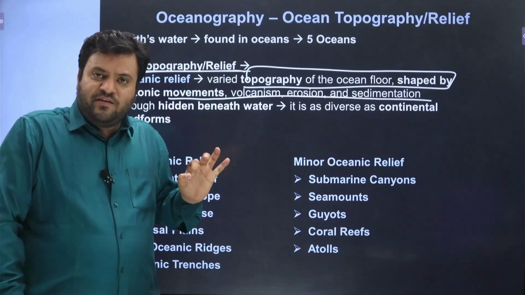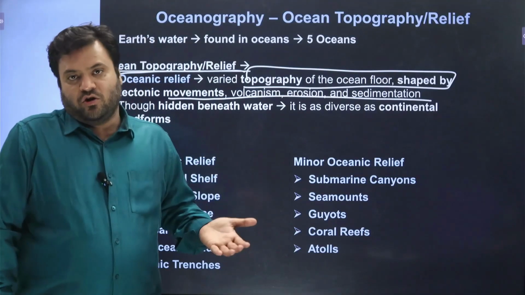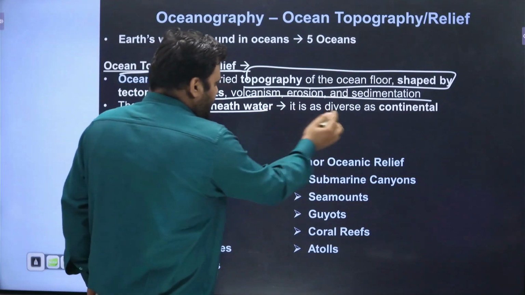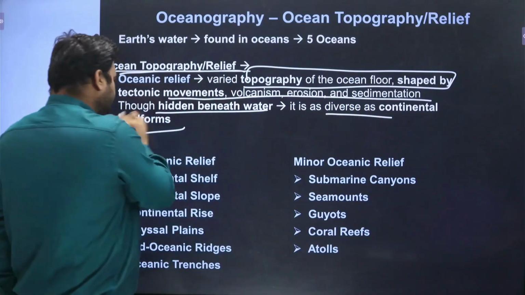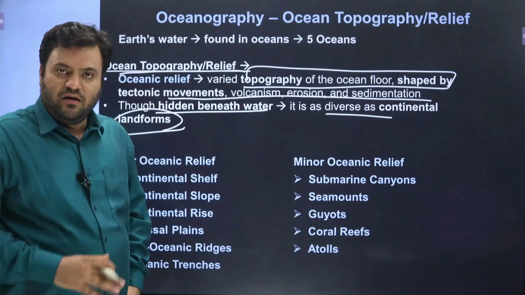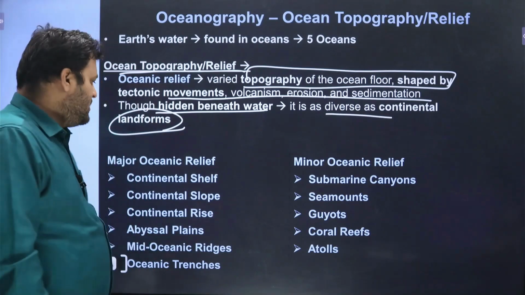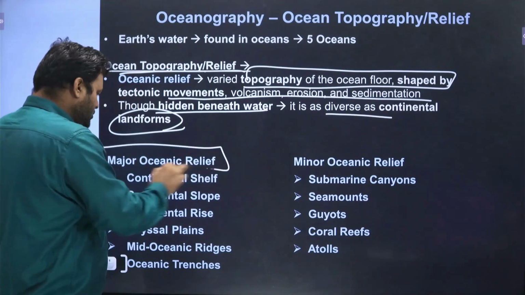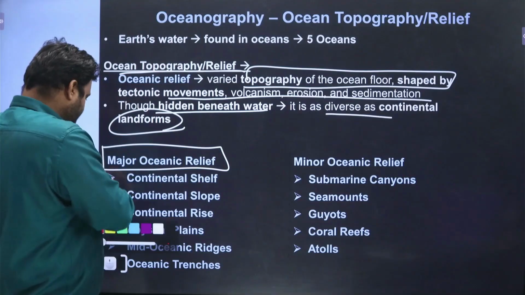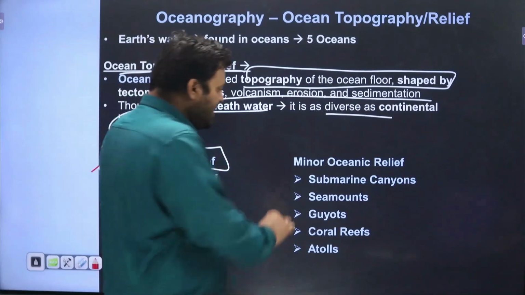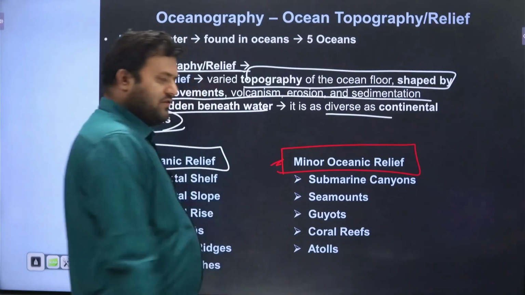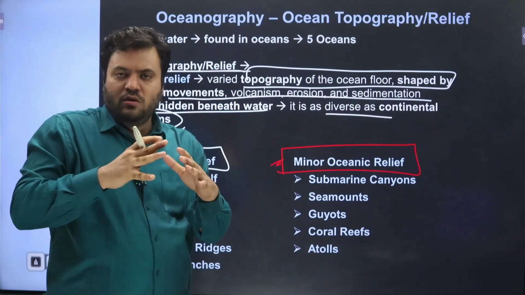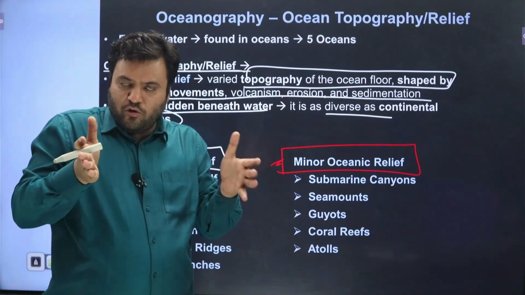And yes, the same features appear underwater, in the ocean. So yes, it is hidden beneath the water, but I told you that we have diverse forms of landforms in our oceans. With respect to the topographical features, we differentiate ocean topographical features in two ways. First, we have major oceanic relief features, and then we have minor oceanic relief features. Minor means low in terms of height, or low horizontal expansion.